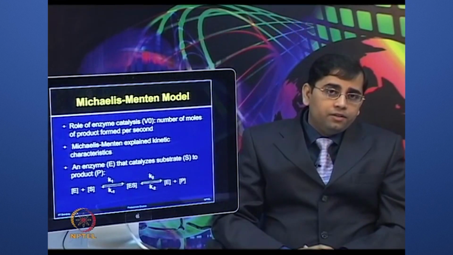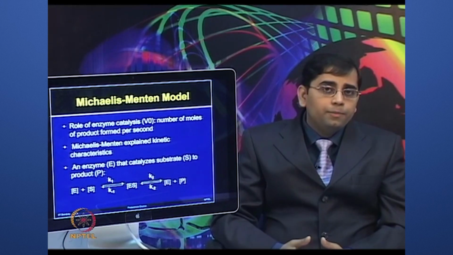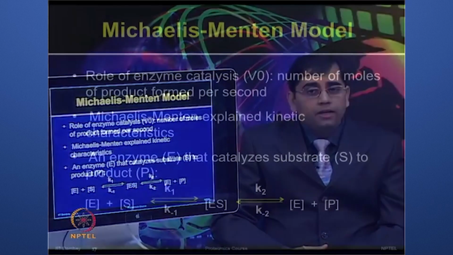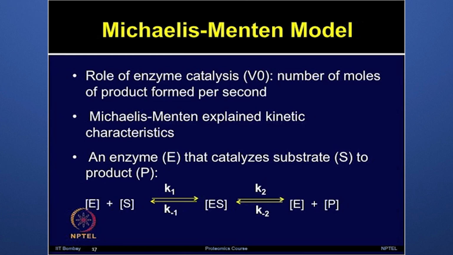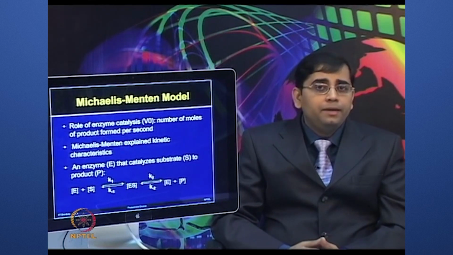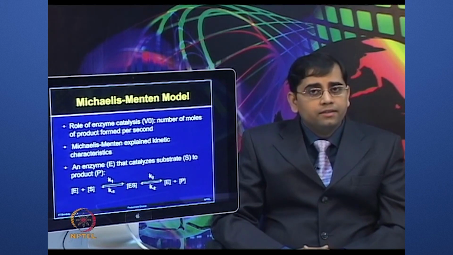So, an enzyme E which catalyzes a substrate S to give rise to a product P can be understood in this equation: E plus S giving rise to ES. The enzyme substrate complex then breaks down to enzyme plus product. Now, E combines with S to form the ES complex with rate constant k1, whereas the ES complex can dissociate to form E and S with rate constant k minus 1.